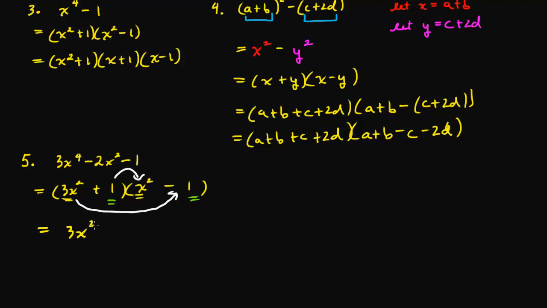So this factors to 3x squared plus 1 times x plus 1 times x minus 1. Because x squared minus 1 is a difference of squares, and it factors into the conjugate pair x plus 1 times x minus 1.